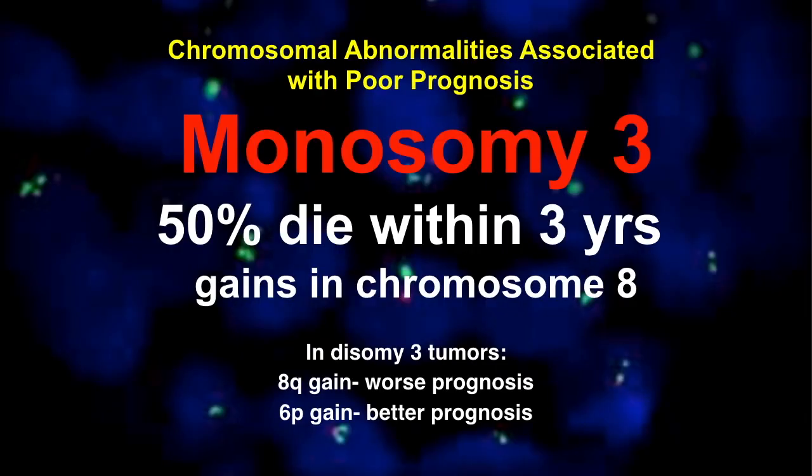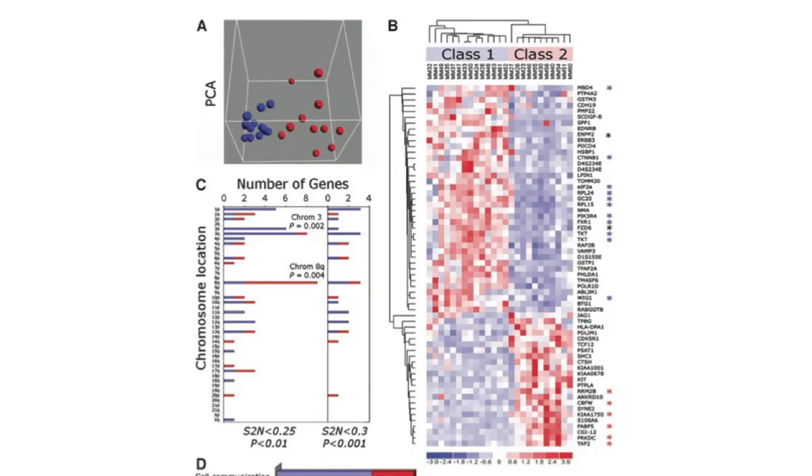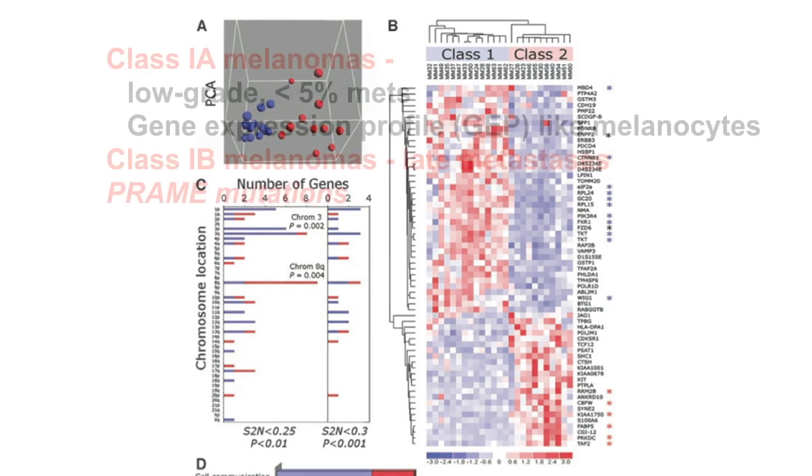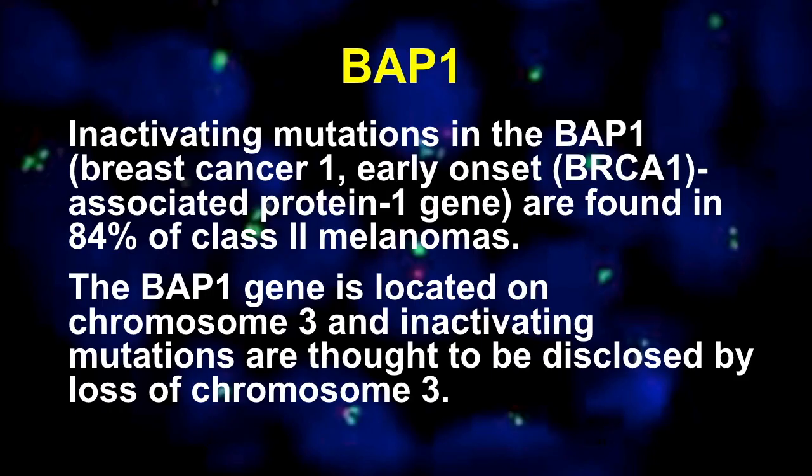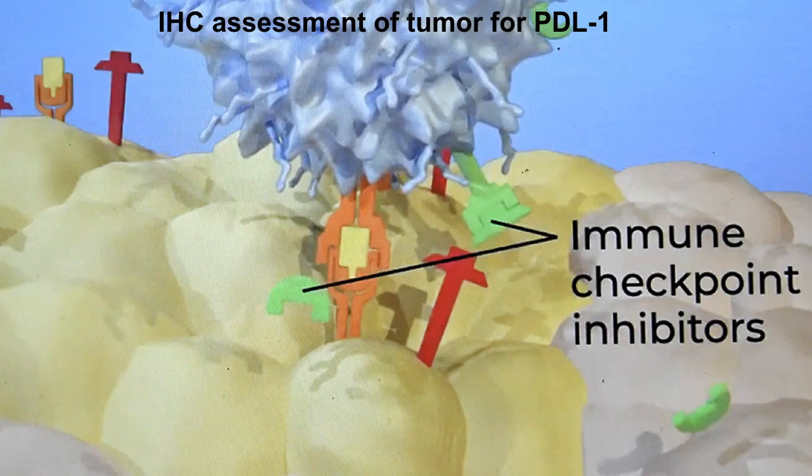Important molecular markers for prognosis in uveal melanoma include non-random chromosomal abnormalities, such as monosomy 3, and gene expression profiling, which has identified several classes of uveal melanoma that differ markedly in their behavior and prognosis. Inactivating mutations in the BAP1 gene, which predispose to metastasis, are found in 84% of class 2 melanomas. An immunostain is available to detect this mutation.